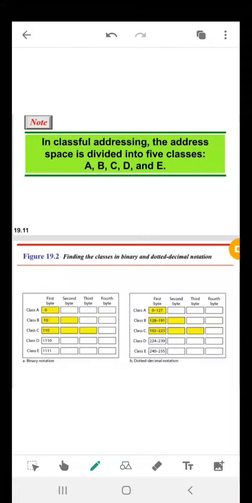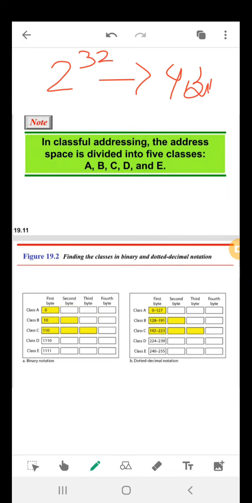There are two types of IPv4 addressing, that is classful addressing and classless addressing. In classful addressing, 2 raised to power 32, which is more than 4 billion, is the number of IP addresses. This is called the address space. So the address space of IPv4 is 2 raised to power 32, which means we have 2 raised to power 32 IPv4 addresses.